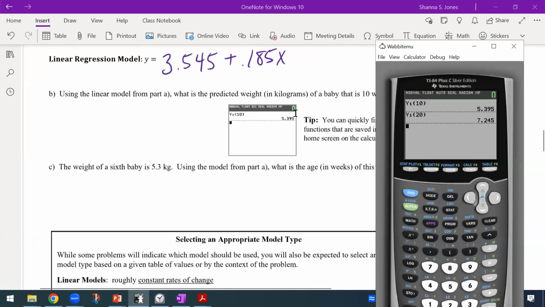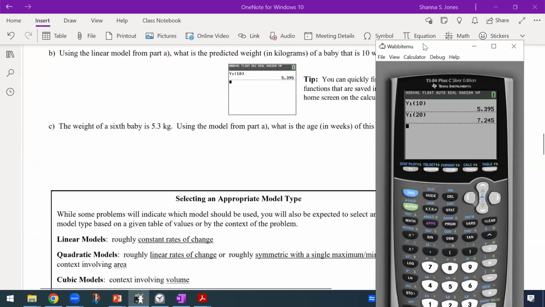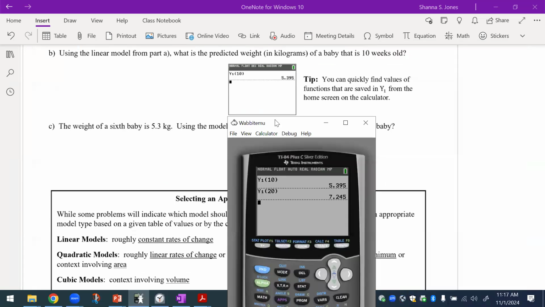So it's 4.8, age in weeks of this baby. Okay, we're just going to focus on the part we're going to erase this part. I think that's a typo. What is the weight of a baby? I think it is 5.3. Yeah. I think it just wants to know if the baby weighs 5.3 kilograms, what is its age? How many weeks old is it?